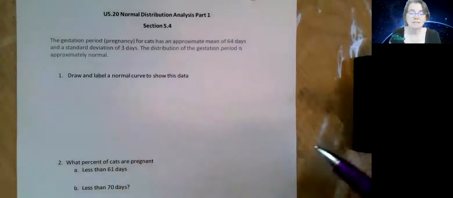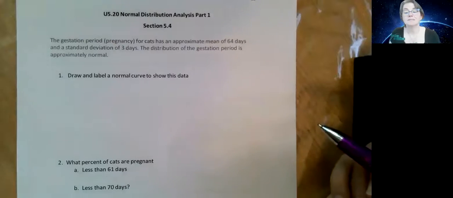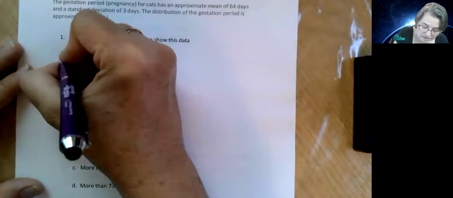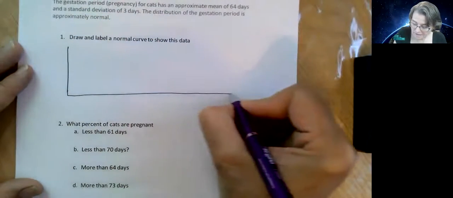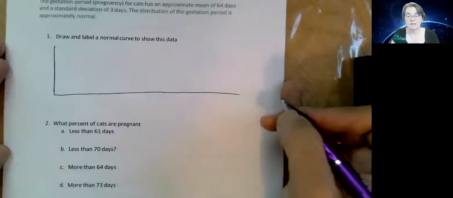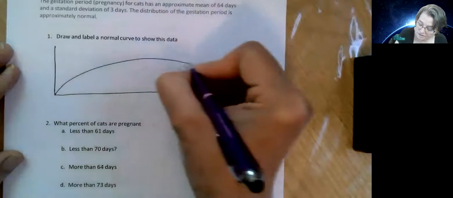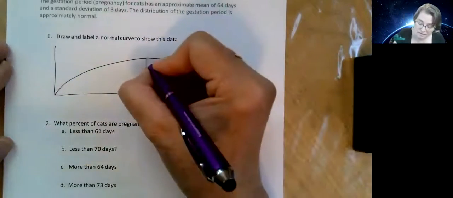Okay, so the gestation period or pregnancy of cats has an approximate mean of 64 days and a standard deviation of 3 days. The distribution of the gestation period is approximately normal. So let's draw a normal curve to show this data. This is going to be much better because it's much bigger. Make it long. I really regret that in the last video I made everything so squishy. And then you draw yourself a nice curve. Okay, and we're still going to divide it up in 8.